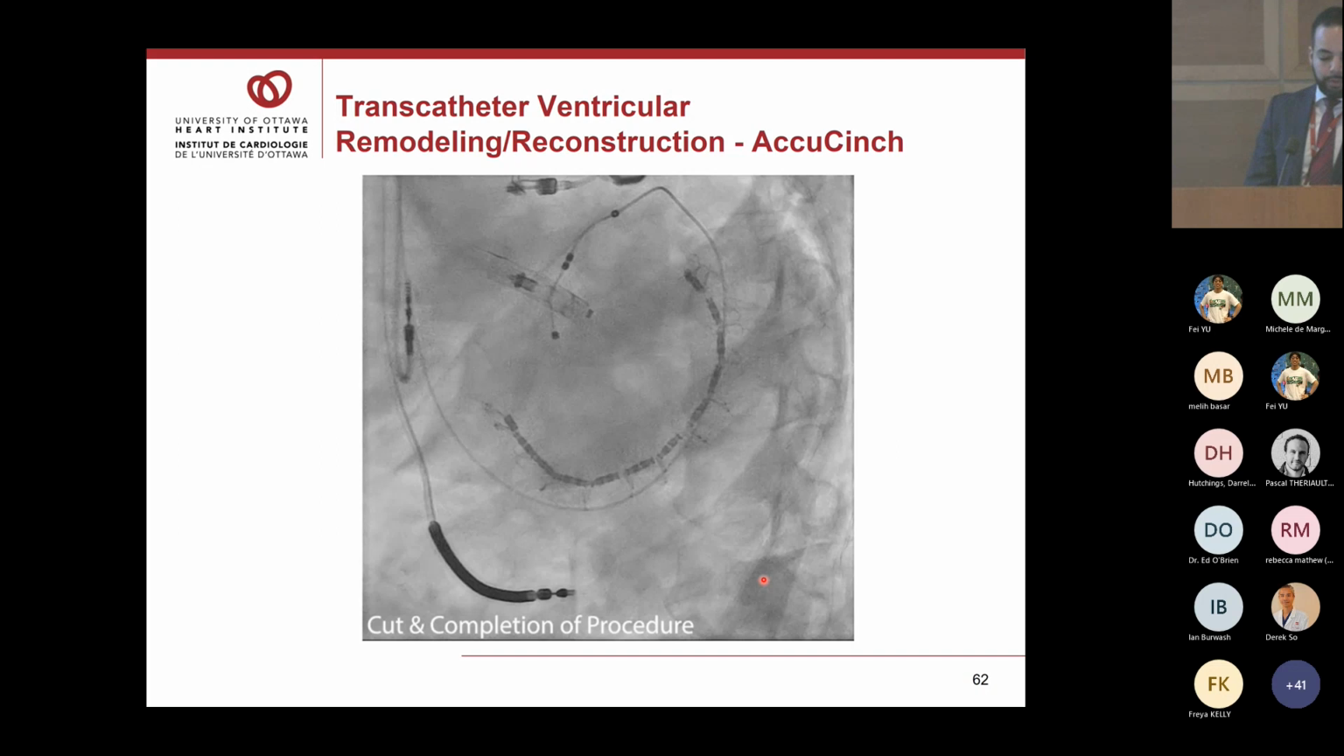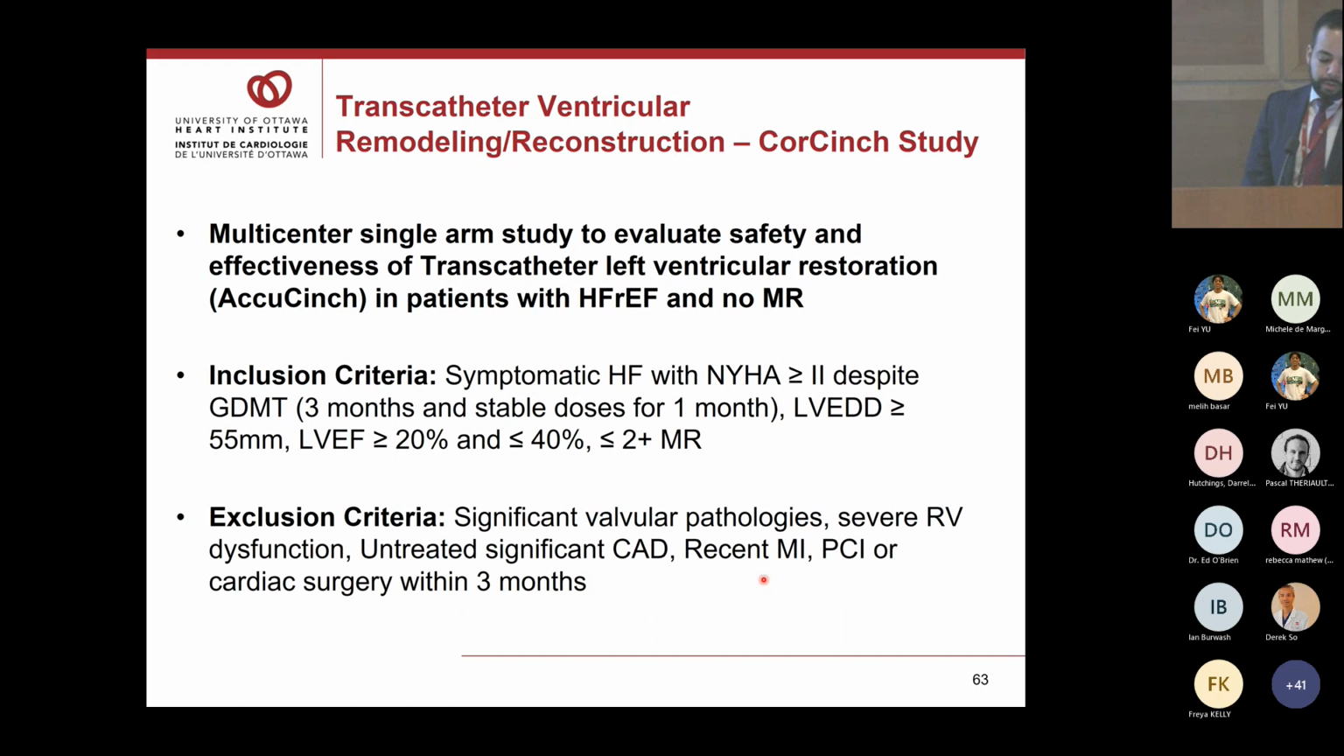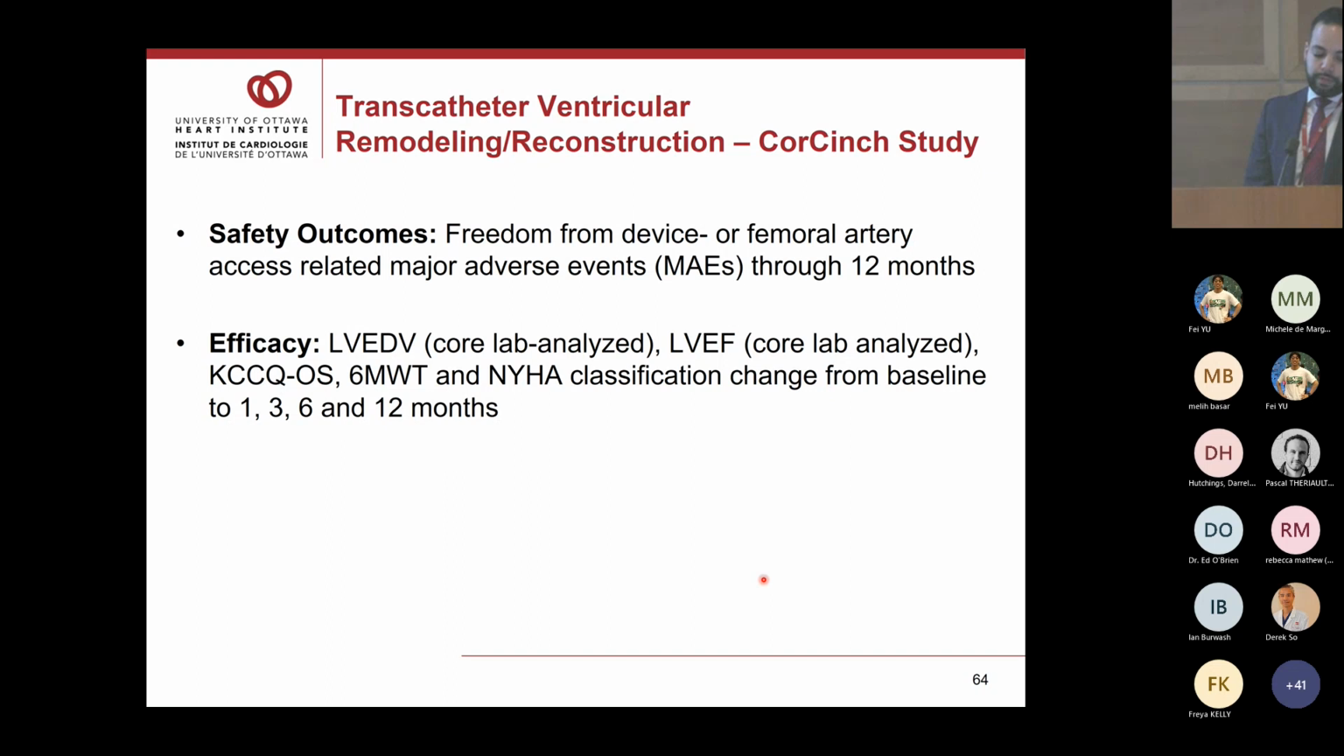They did a multi-center single-arm study to assess the safety and effectiveness of this. Again, a similar patient population: patients with NYHA class 2 or greater symptoms on guideline-directed medical therapy with dilated ventricles and EFs between 20 and 40%. Their primary outcome was a safety outcome, so freedom from device or femoral artery access major adverse events through 12 months.